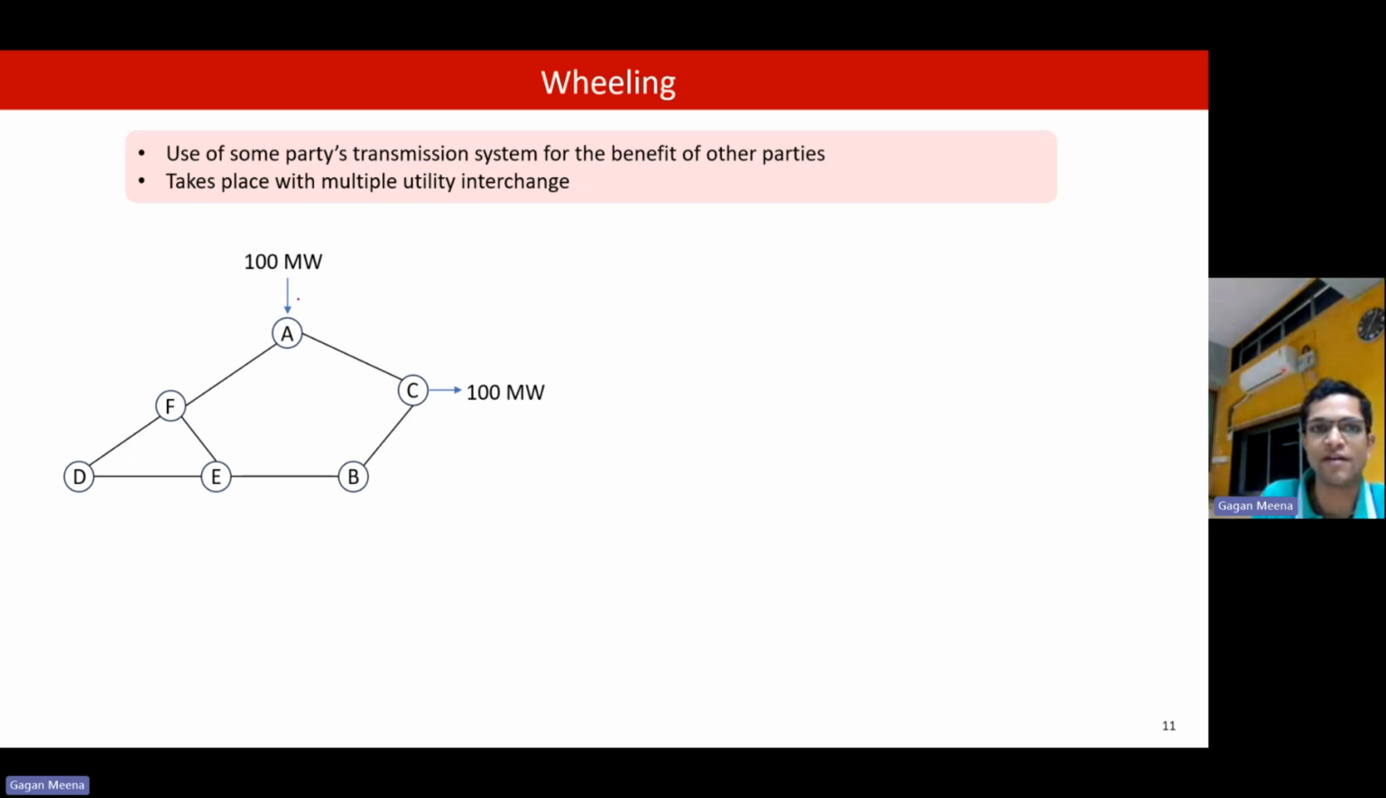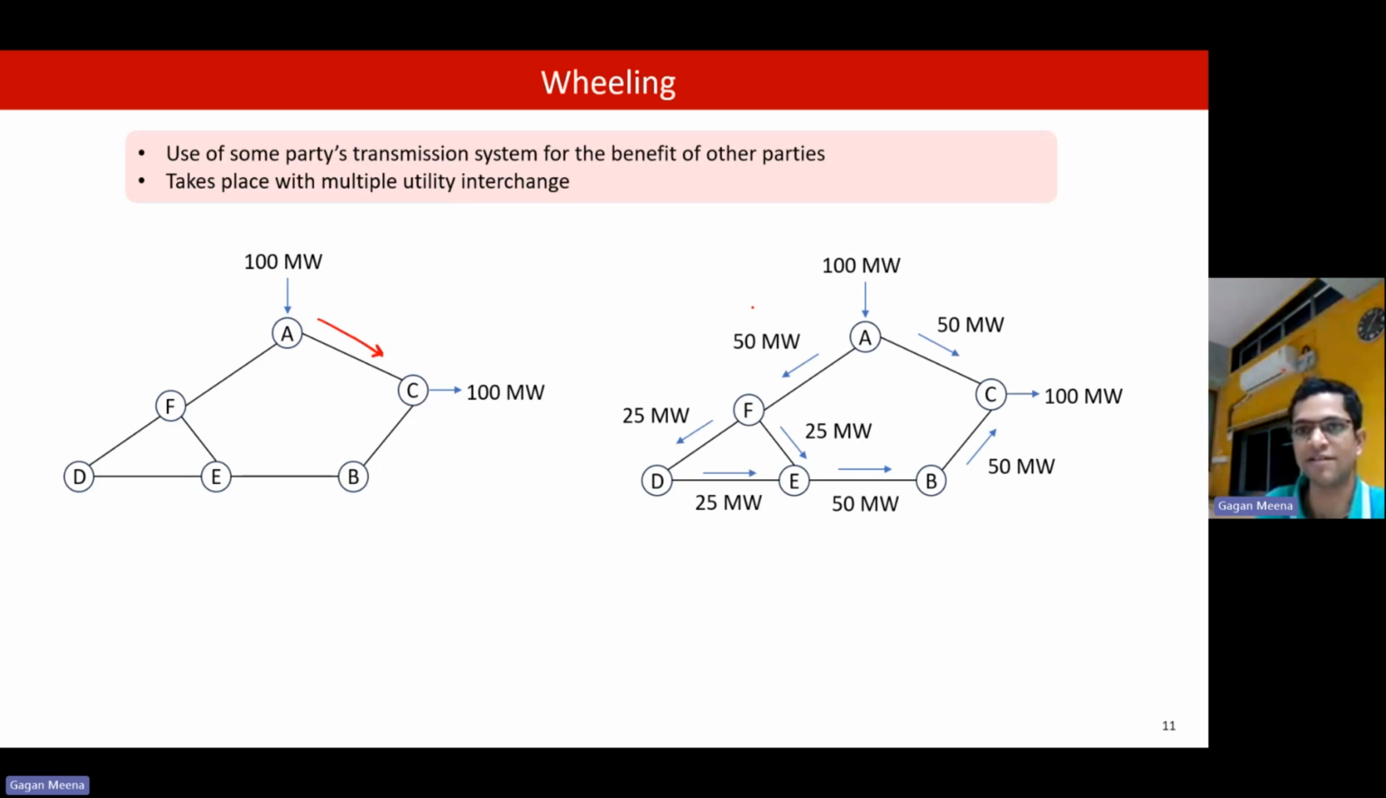Let's say there is a transaction from A to C, in an interconnected network where A and C are connected to other nodes also. Right now the transaction is happening between A and C, but the effect of it will be seen on other interconnected lines as well. You can see here this 100 megawatt from A to C is going in so many ways. Although we were transmitting 100 megawatt directly between A and C, only 50 megawatt is flowing on the line connecting A to C. The rest is coming through other routes.